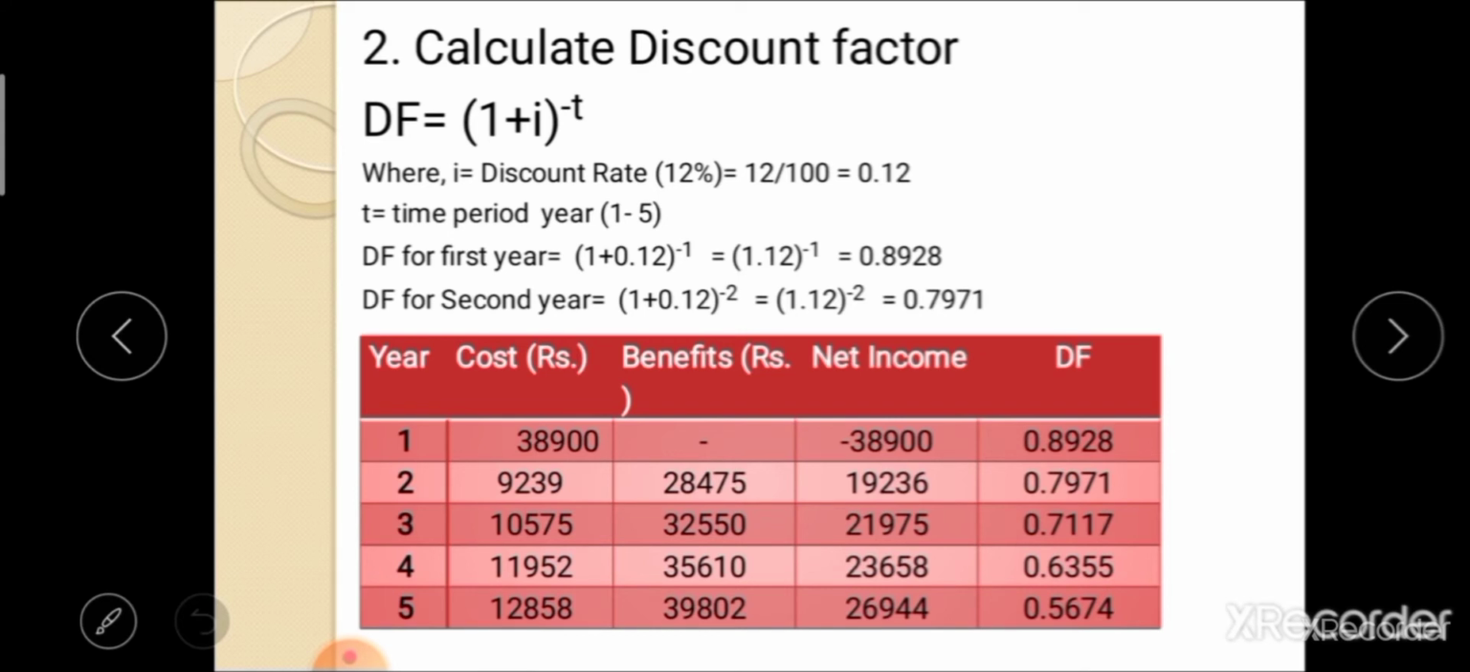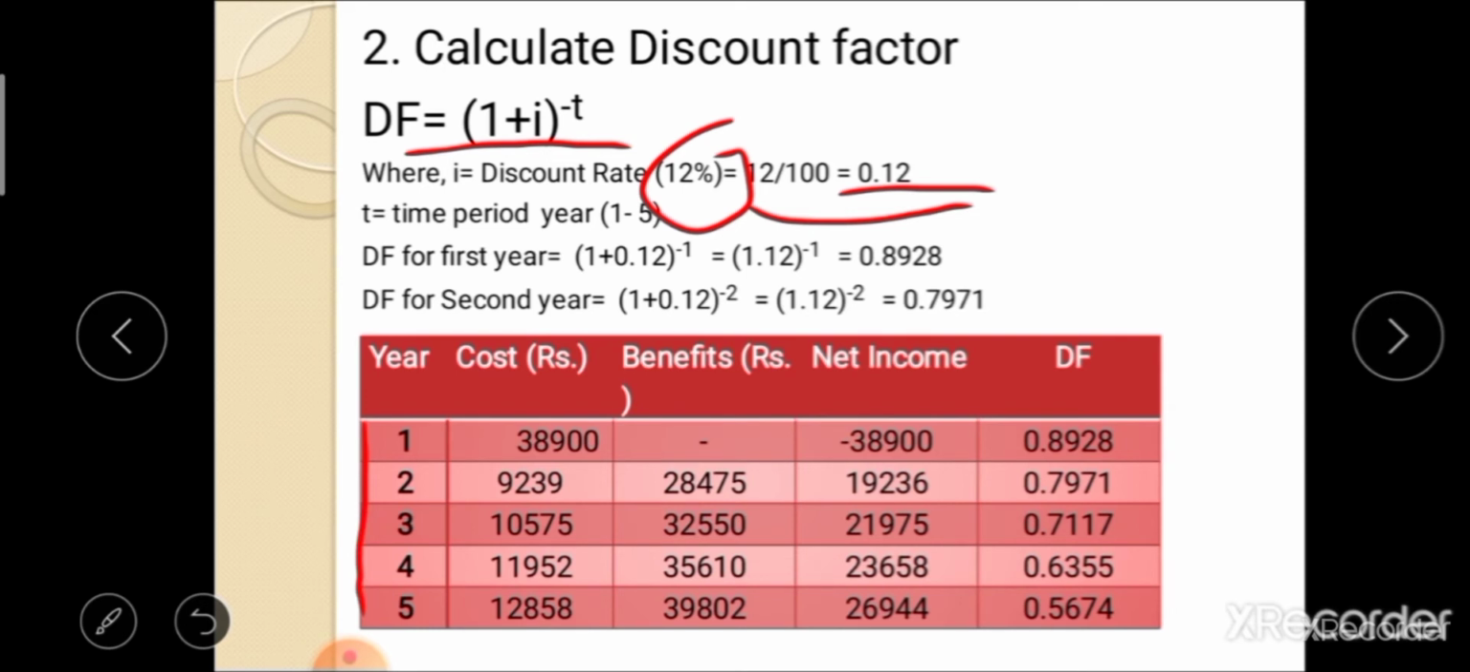The formula for discount factor is equal to (1 + i) raised to minus T, where i is the discount rate, which is given in the example as 12%. For calculation, we take the discount rate in fraction form, that is 0.12. T is the time period. That means the 1 to 5 year time period is given.